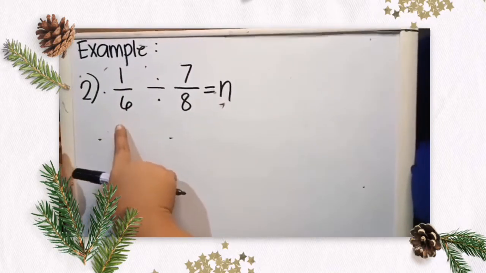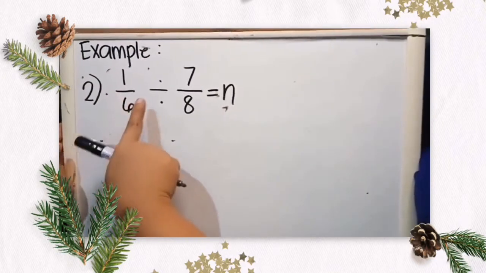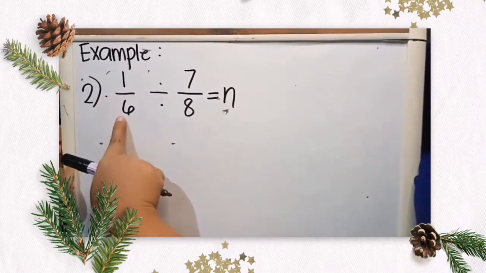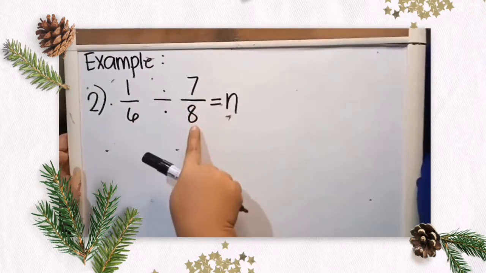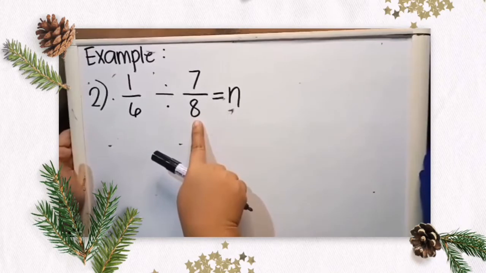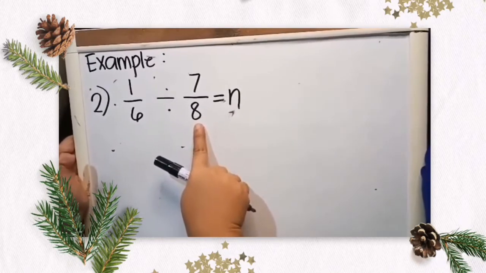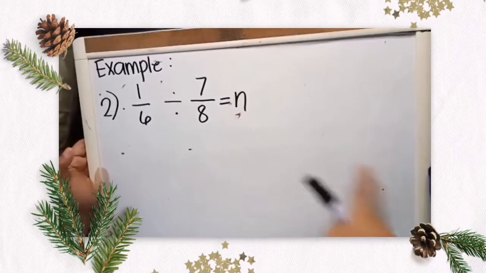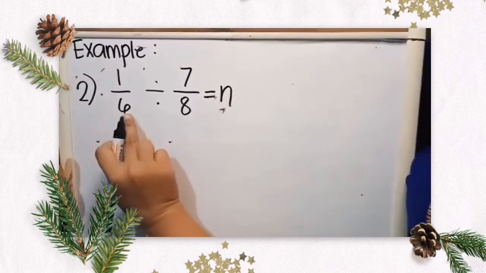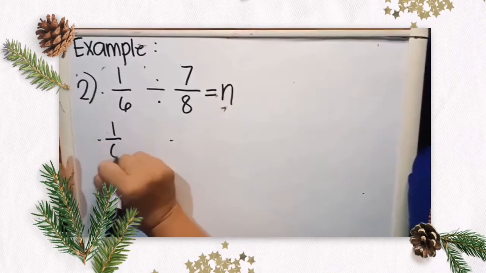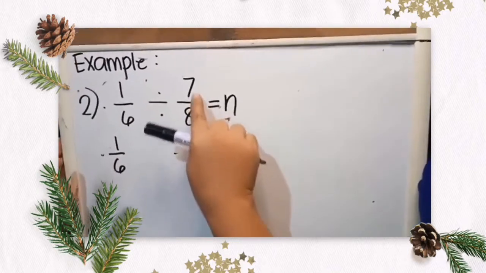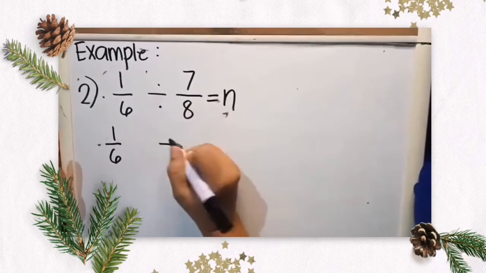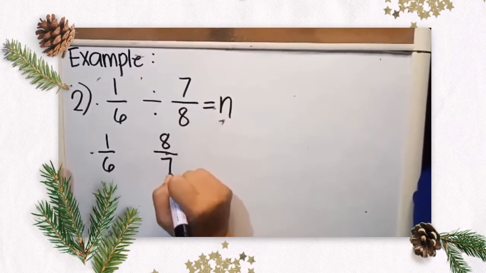Example number 2. 1 over 6 divided by 7 over 8. 1 over 6 is the dividend. 7 over 8 is the divisor. That's the first step, identifying the parts of the division. And your n here is the quotient, mao na atong pangitaon, missing. Again, copy your dividend 1 over 6. Then the reciprocal of your divisor, 7 over 8. Unsa man iyang baliktad o reciprocal? 8 over 7.